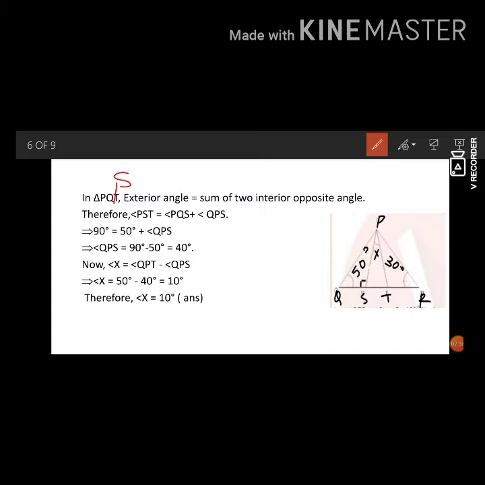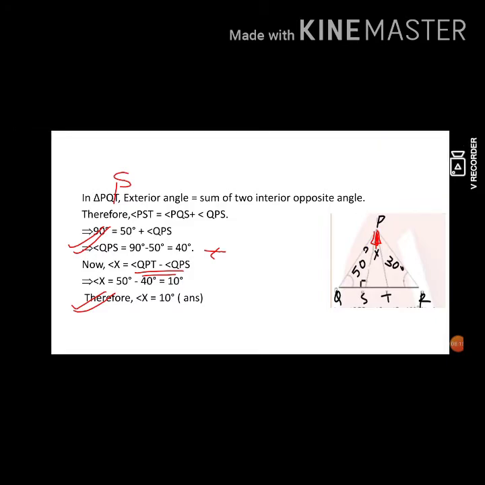Now substitute all the values and make QPS the subject. On doing so, we get 90 degrees minus 50 degrees, which is equal to 40 degrees. Now angle X is our required angle that we need to find. This angle is what we require to find. This angle X is equal to QPT minus QPS. QPT was 50 degrees and QPS is 40 degrees. So on subtracting, we get angle X is equal to 10 degrees. So this was our sum number 3.